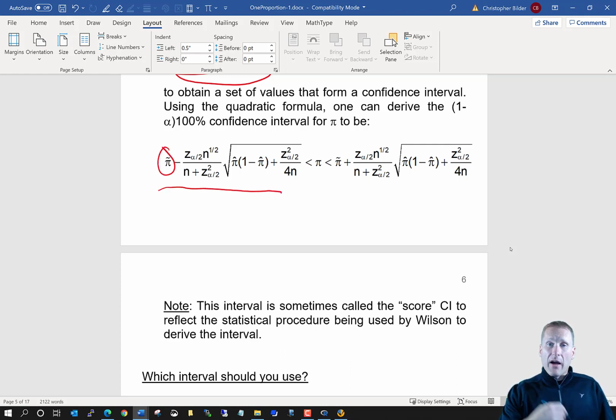You start off with that pi tilde, just like what we had with the aggressive-cool interval. You subtract off this quantile from the standard normal, take it times the square root of n, and then you divide that by n plus the quantile from the standard normal distribution squared. Take that times the square root of just a regular pi hat times 1 minus pi hat plus the quantity from the standard normal distribution, again, squared divided by 4n, 4 times n. That's the lower bound. The upper bound is exactly the same, but now you put a plus sign in there instead.